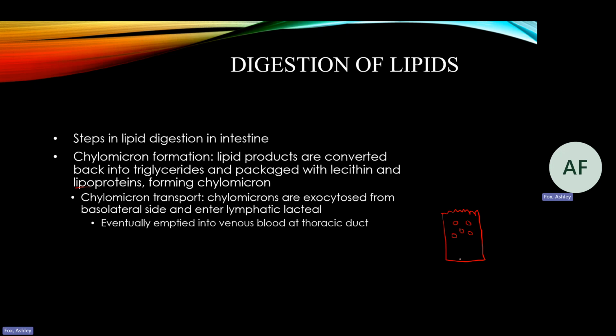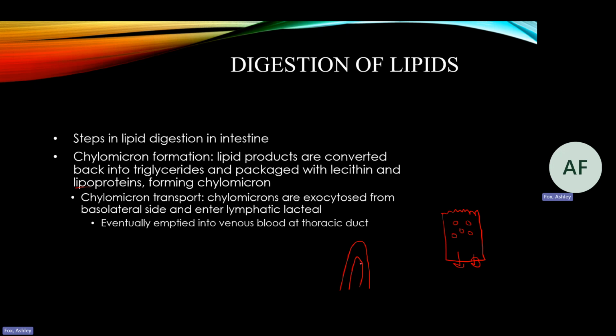Chylomicrons are then brought to the basolateral side, and they are released, exocytosed from the cell, exiting the cell. They enter not the blood capillaries, but the lymphatic lacteals. Within the villi, we have a lymphatic capillary called a lacteal. So you have blood capillaries, but lymphatic capillaries as well.